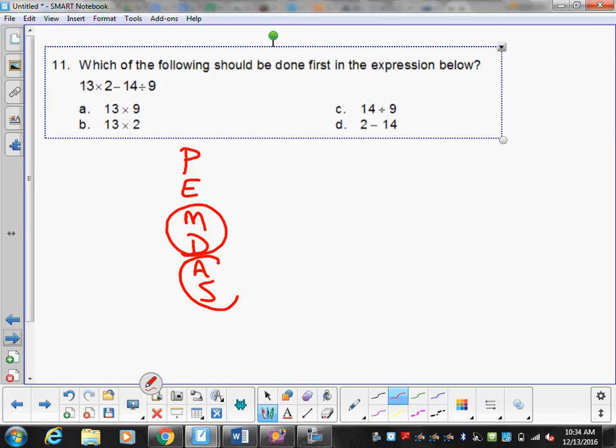So in this problem, we have a multiplication and we have a division. So we definitely don't do the subtraction first. Okay, so that marks out D completely. And so when we're going from left to right, we're going to multiply before we divide because multiplication is on the left. And so 13 times 2 is our first step on problem 11.